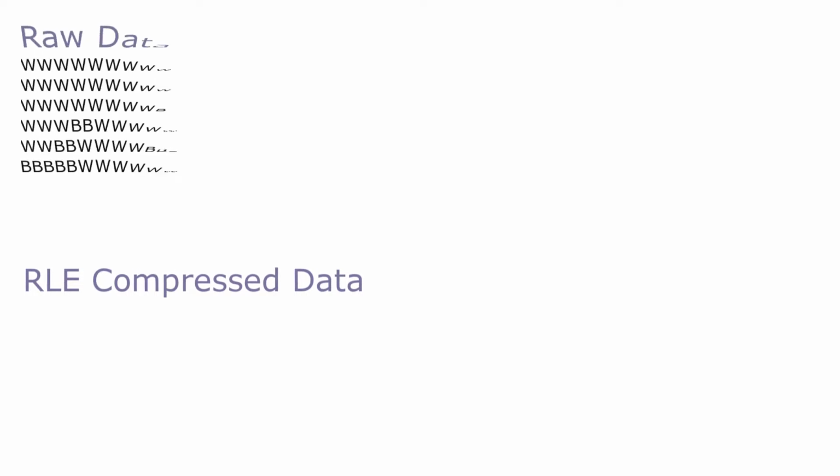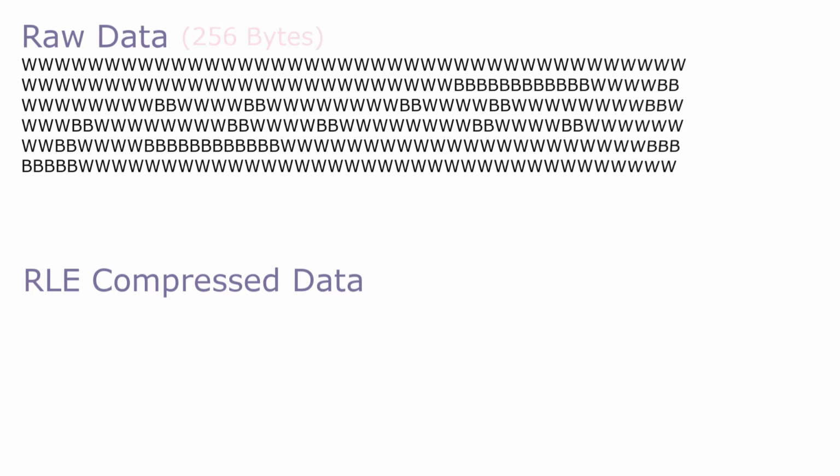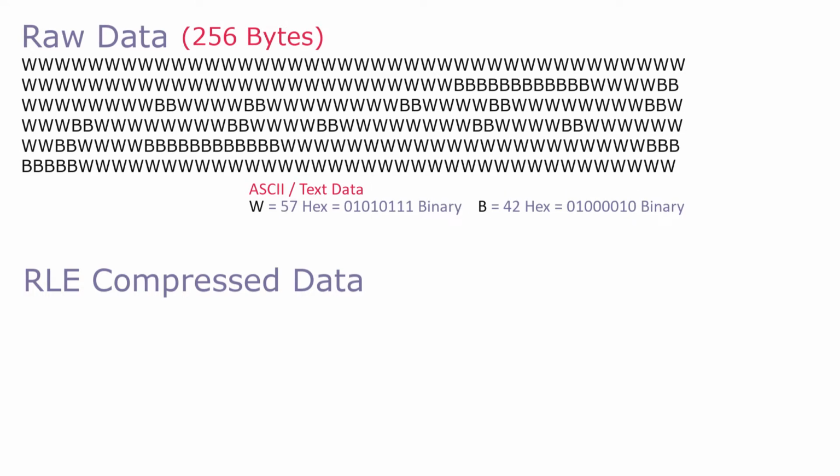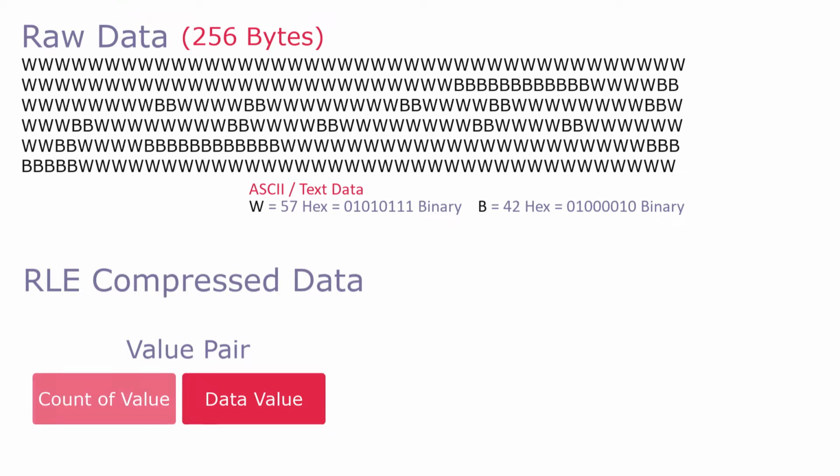Here is a block of data. It contains 256 bytes of ASCII data. Each letter consumes 8 bits, or 1 byte. With RLE, we encode by scanning through the data and storing value pairs. The second value is a data value, in this case W or B, and the first value is the count of that data value.